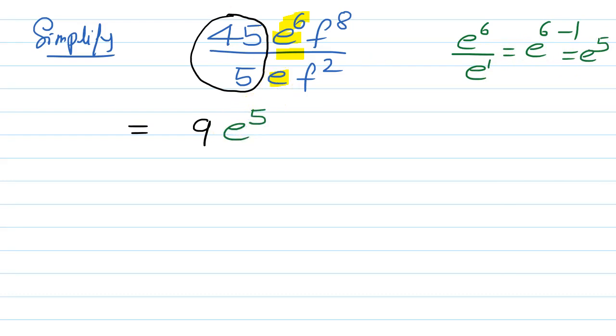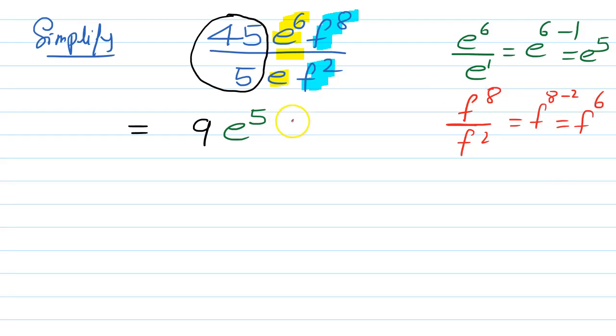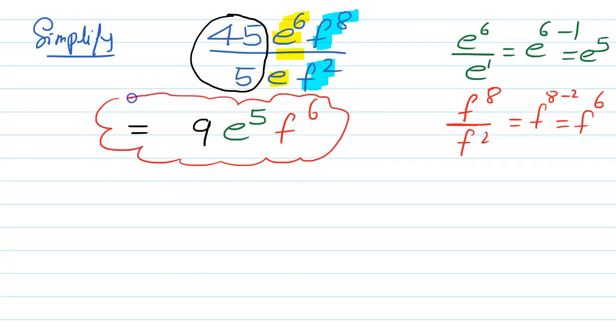Yeah. Now let's take this one. This one again, it is division sign, f8 and f2. So what we are going to do now? f8 divided by f2. This line is division sign. So from this power you take away this. So 8 minus 2, that is f to the power 6. So 9e5 f6. So this is your answer, 9e5 and f6.